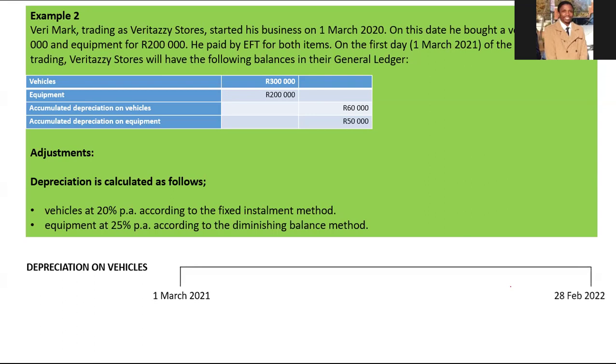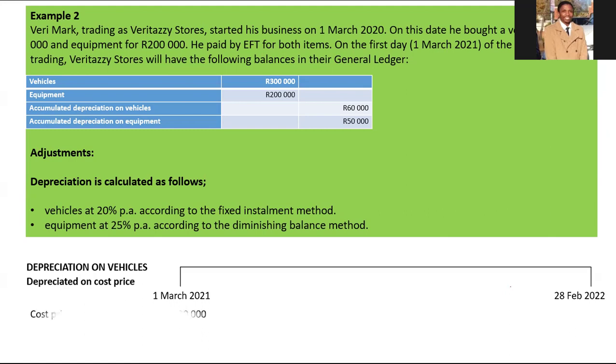The first thing that you do, guys, before you calculate depreciation for the current year, it doesn't matter what type of depreciation method you use, is make sure you calculate carrying value at the beginning of the year. By looking at the cost at the beginning of the year, in this example for vehicles, it will be 300,000. Then you minus accumulated depreciation on vehicles at the beginning of the year, which will be that 60,000.